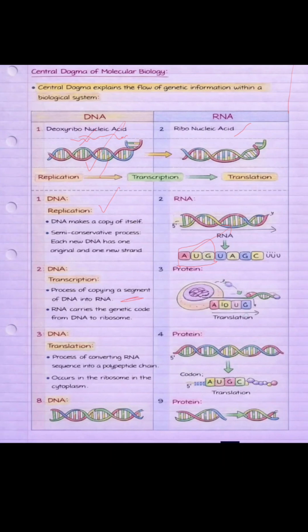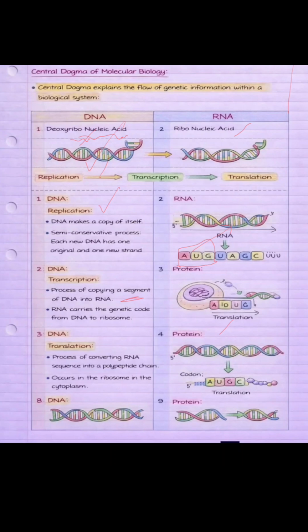Here you can see this is the protein translation. Protein, it reads the codon and it makes the smaller protein. Remember, DNA stores the information, RNA carries the information, and protein performs the functions of the cell because they act as enzymes, hormones, antibodies, etc.